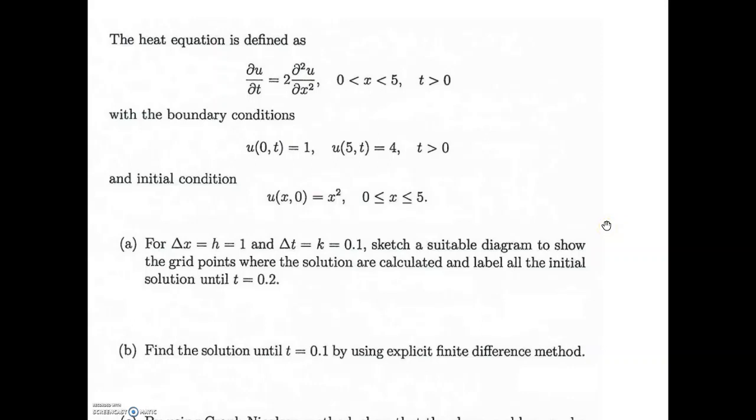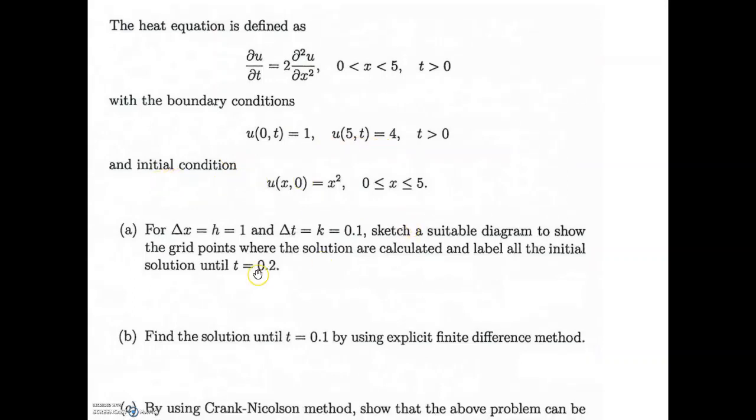For this section, we will look at an example of how to solve the heat equation using both the explicit method and the implicit method, Crank-Nicolson. The heat equation is defined as u_t = 2u_xx, where x is from 0 to 5 and t is greater than 0, with two boundary conditions at the two endpoints and an initial condition. For part A, delta x equals 1, delta t equals 0.1.